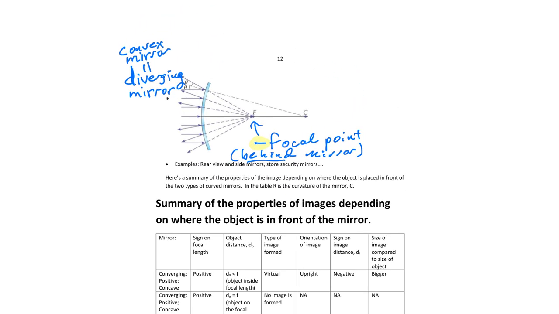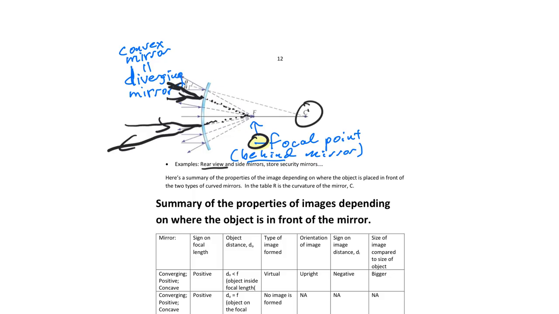So here's the parallel rays coming, and then they reflect as if they're coming out of the focal point behind the mirror. Okay, so here's another one. And then you draw to the focal length, and that's where the reflected ray will go. Okay, so we say the focal length and the curvature are behind the mirror, and so therefore the focal length and the curvature are negative because they're behind the mirror.